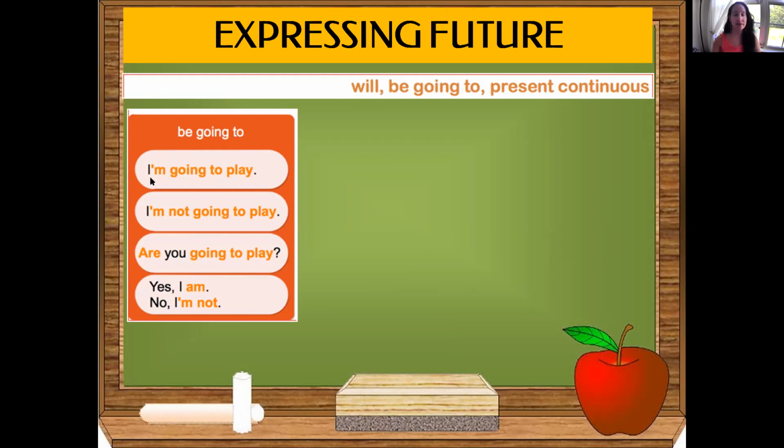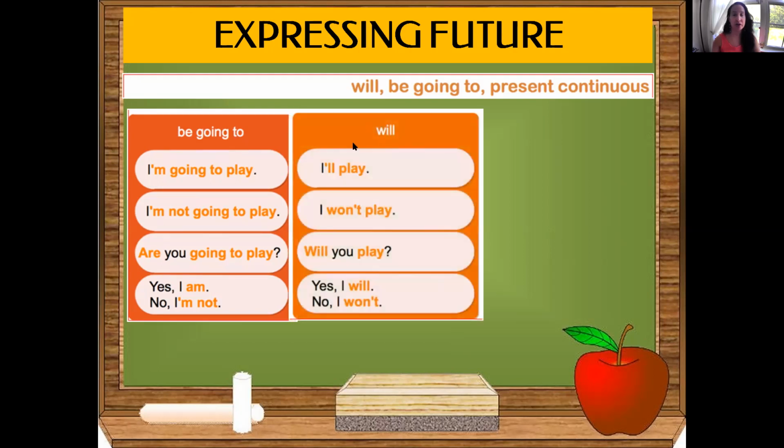So let's practice. I'm going to play. Did you repeat that? Did you get it? Let's try this one. I'm not going to play. Let's practice this one. Are you going to play? Yes, I am. No, I'm not. Okay, so these are expressing future, going to. The verb to be is this contraction, I am, I am, are, okay?